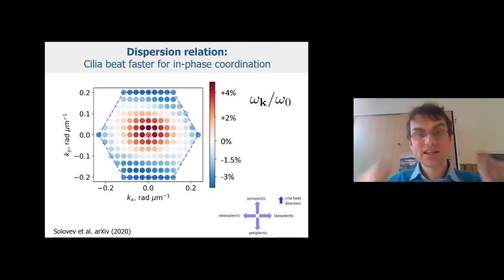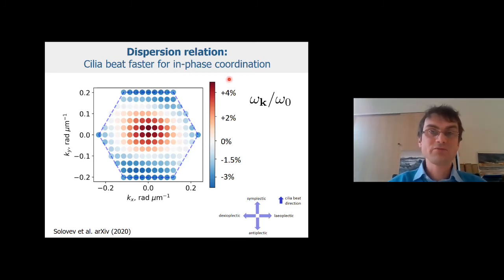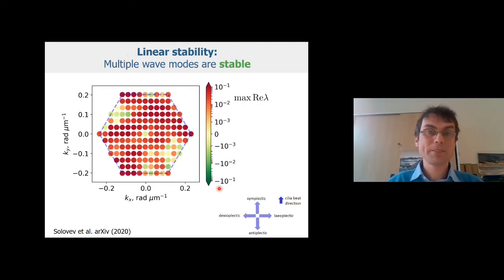And we can compute the intrinsic, the collective frequency, and in short, for each of these wave modes, if all the cilia do the same, they're helping each other and they can beat 5% faster. But if we have something like a wave where neighboring cilia beat in antiphase, then they beat a few percent slower. That's what we predict.